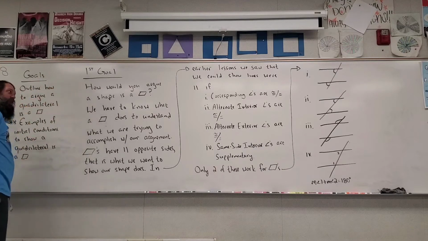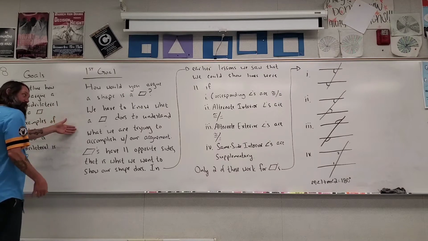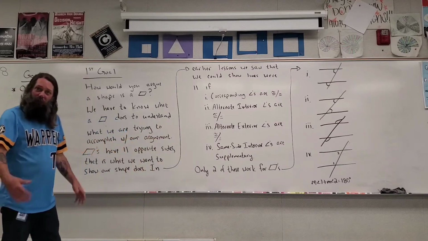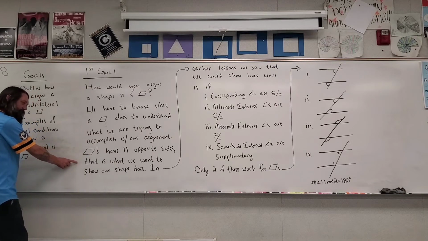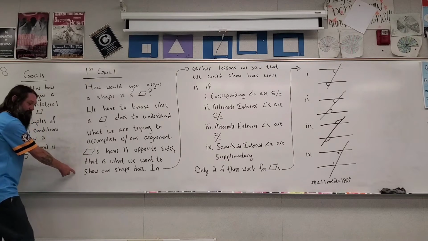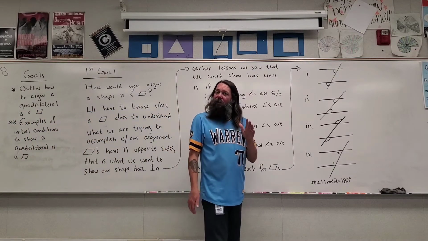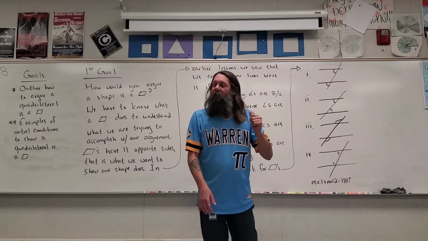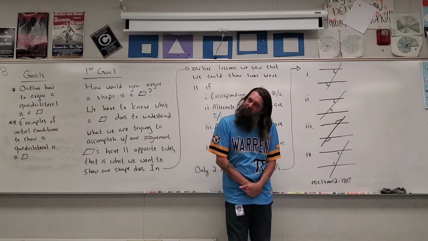How would you argue a shape is a parallelogram? Well, we have to know what a parallelogram does to understand what we're trying to accomplish with our argument. What does a parallelogram do? Well, parallelograms have parallel opposite sides. That is what we want to show our shape does. So maybe now that's enough of a clue for you to hit pause and try and articulate how you would argue that, right? We want to try to argue that we have parallel opposite sides. How would you accomplish that?